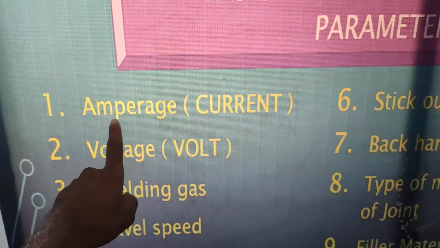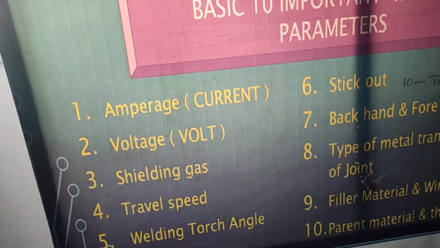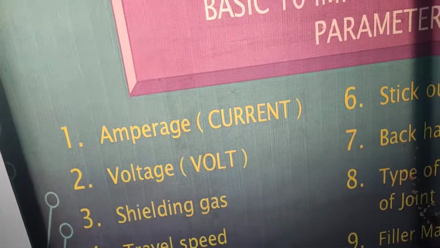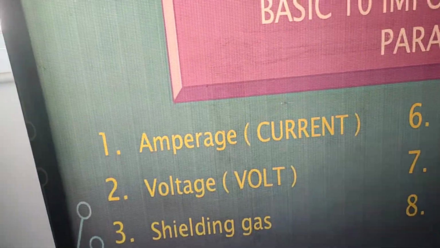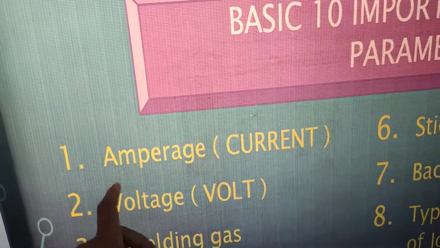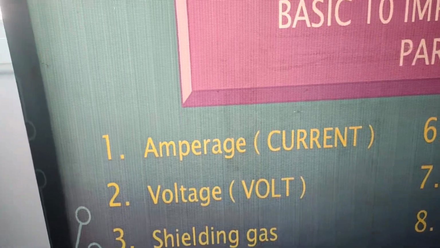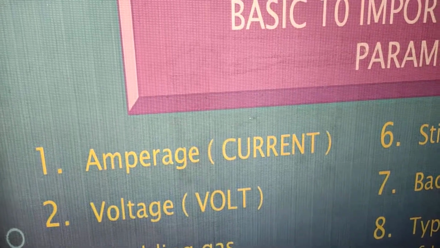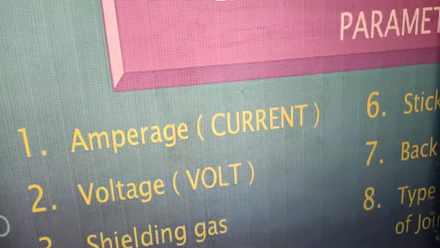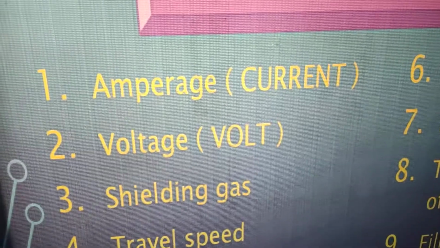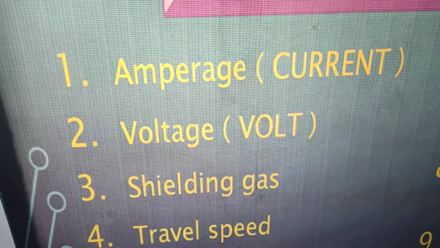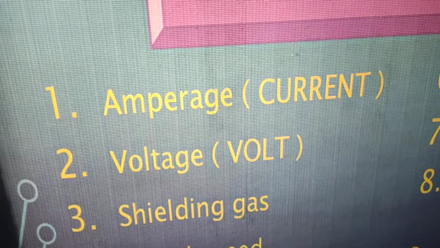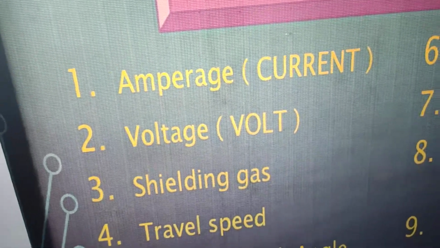The main function of the amperage, that means current, is to produce heat and melt the filler wire to join the metal. The current is variable, suddenly changing from one value to another, that means current is fluctuating. Next one is the voltage. The function of the voltage is to give the pressure to melt the wire, that means filler wire. Voltage is not fluctuating, it is about constant.